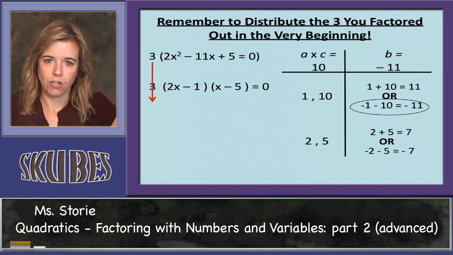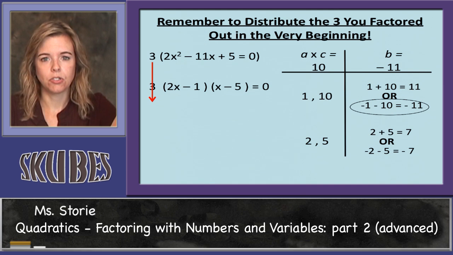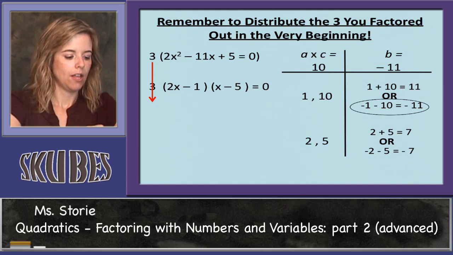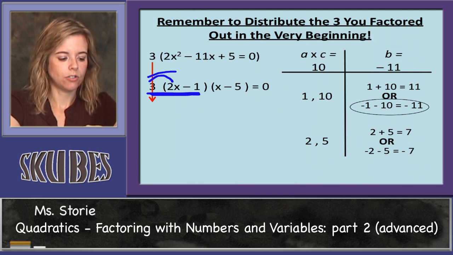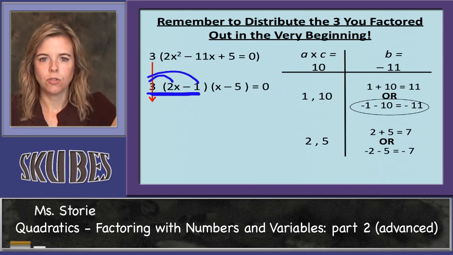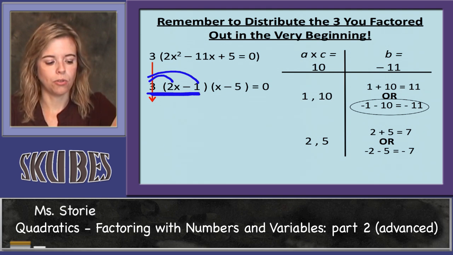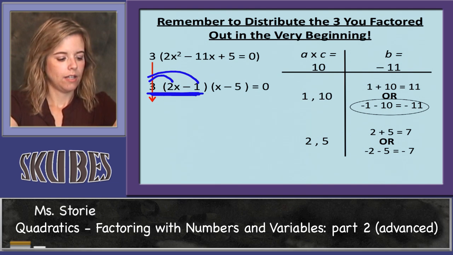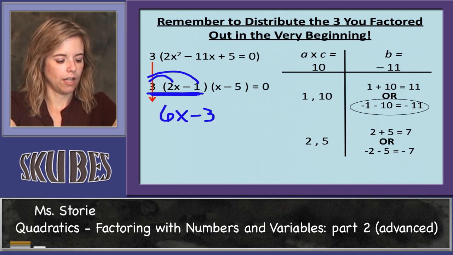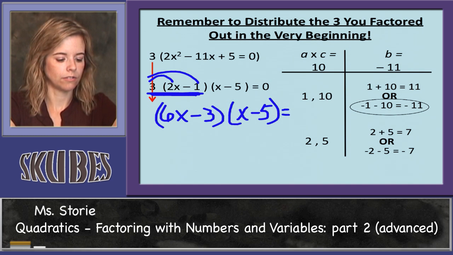The last thing you have to do is make sure that you distribute out the 3 that you factored out in the beginning. Any factors that you took out in step 1 need to be distributed back into your answer. 3 is directly touching the 2x minus 1, so that's the only distribution that you need to do. It's not going to be distributed to the second binomial. It will not go 3 times x minus 5 because it's not touching. So 3 times 2x minus 1. So 3 times 2x is 6x, and then 3 times -1 is -3. And then you recopy the rest of your answer.